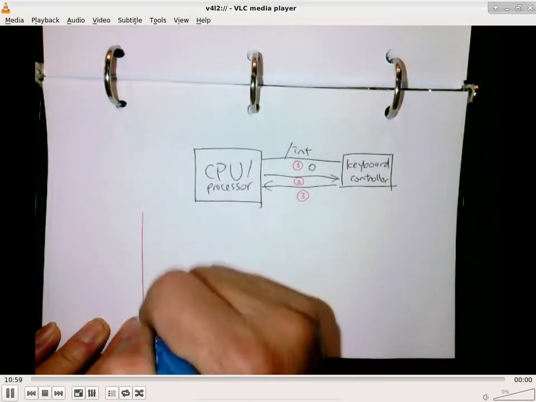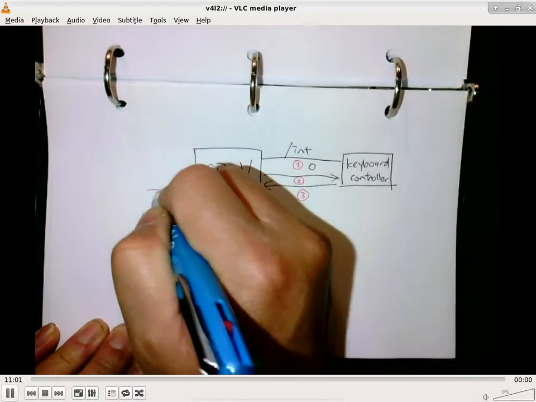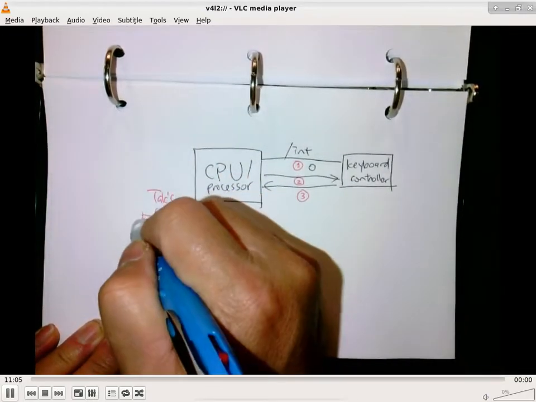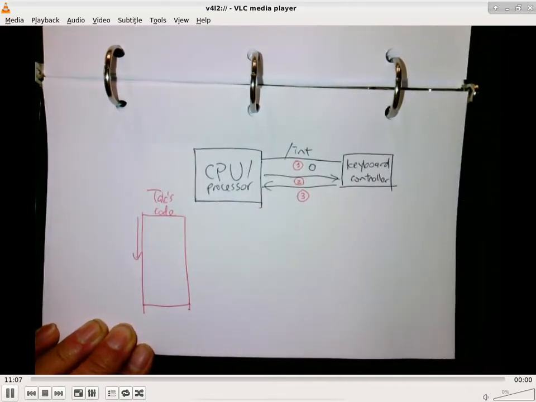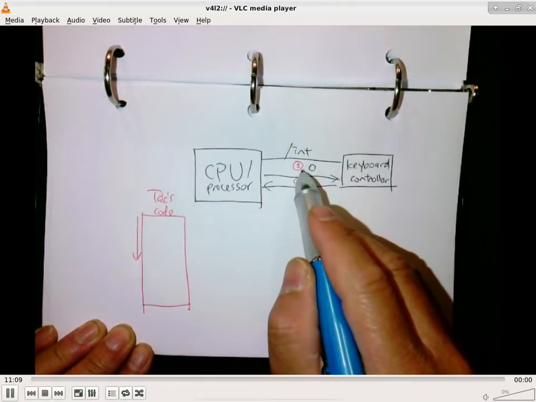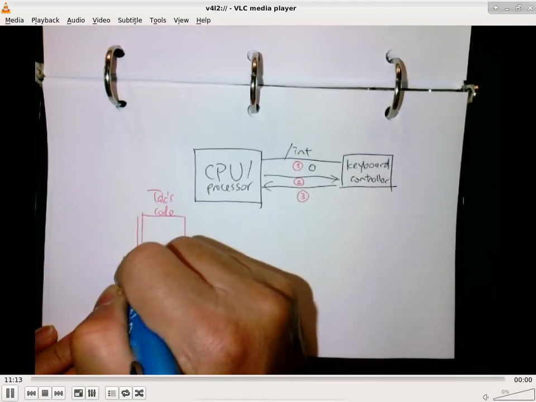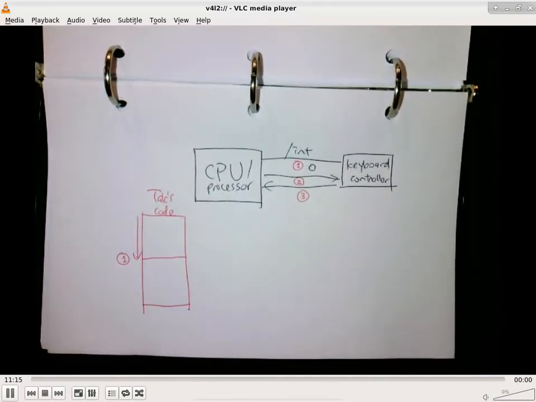Okay? So this is tax program. So tax code is executing just fine. At some point, event 1 happens. Okay, so at this point, I'm going to use the same label. Event 1 happens. And this is kind of like halfway through my code.